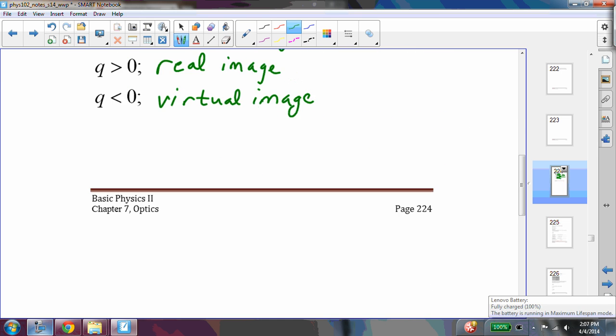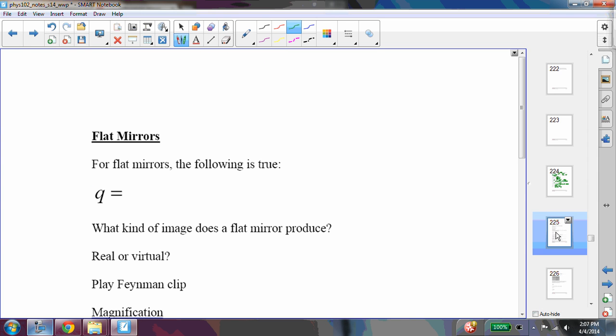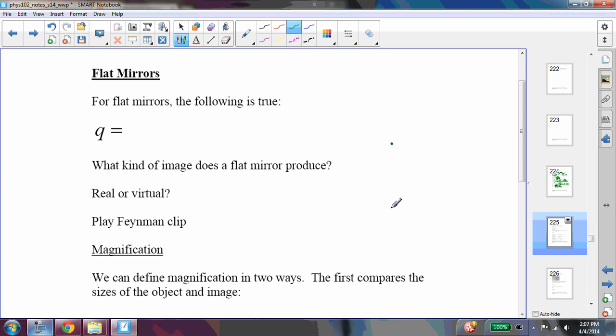All right. Now let's look at flat mirrors. This is sort of the most common type of mirror that you know. For flat mirrors, the following is true: Q is equal to the negative of P. So what kind of image does a flat mirror produce? Well, P is always positive for a flat mirror. That's your object distance. So that means that Q is negative, and that means that it is a virtual image.